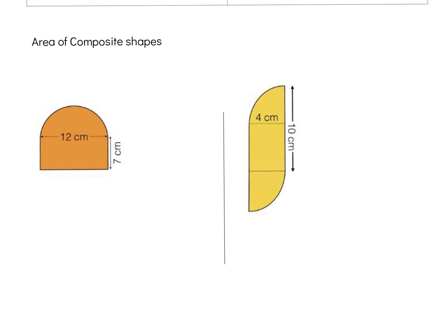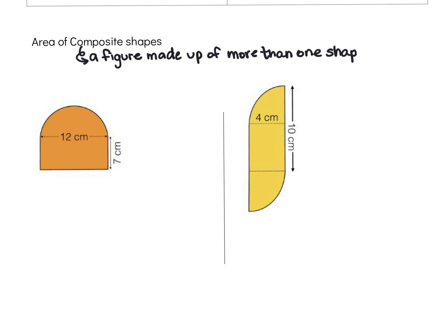This lesson is on the area of composite shapes. So what composite shapes are, a shape made up of more than one shape. So let's call it a figure, because we're using the word shape too many times. A figure made up of more than one shape. We have some examples for you to go over.